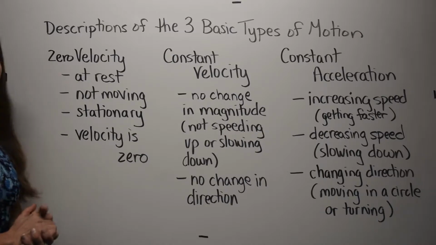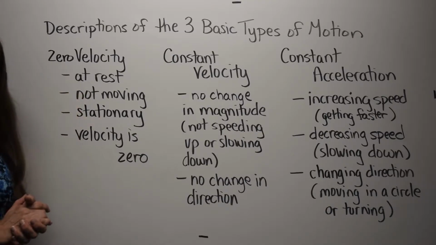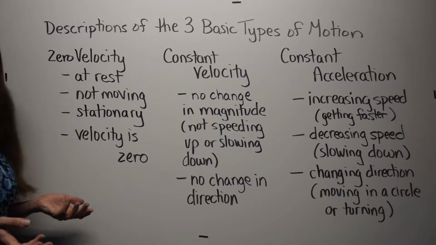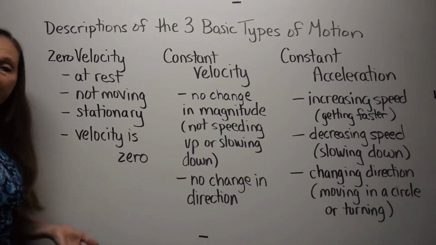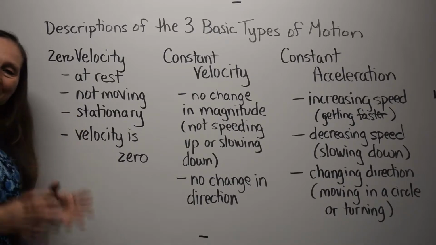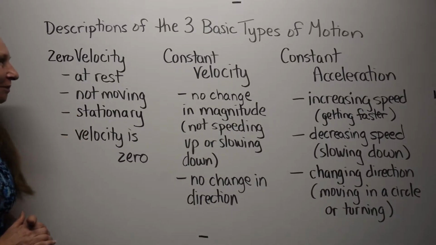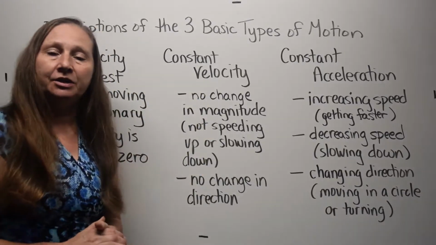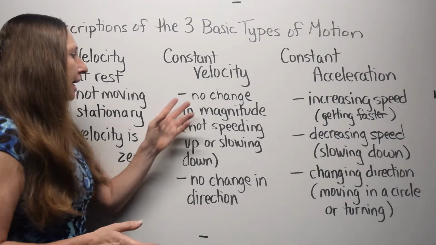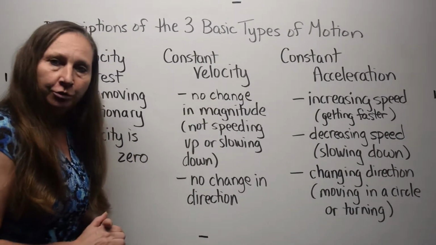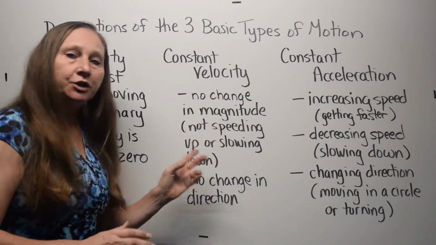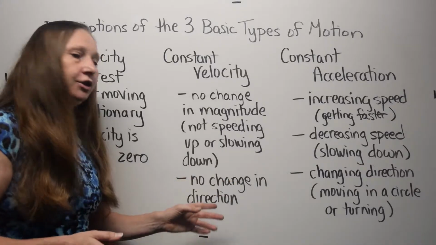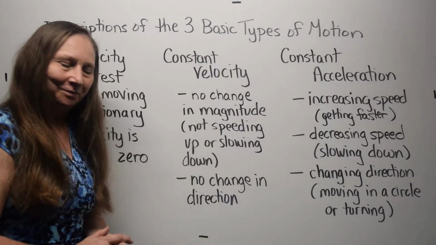Zero velocity means that you are at rest, you are not moving, you are stationary, your velocity is zero. You can think of all of these as synonyms. Basically, you're standing, you're not moving. Constant velocity, since velocity is a vector, means that there is no change in the magnitude of your velocity. In other words, you're not speeding up or slowing down. And also, no change in the direction of your velocity.